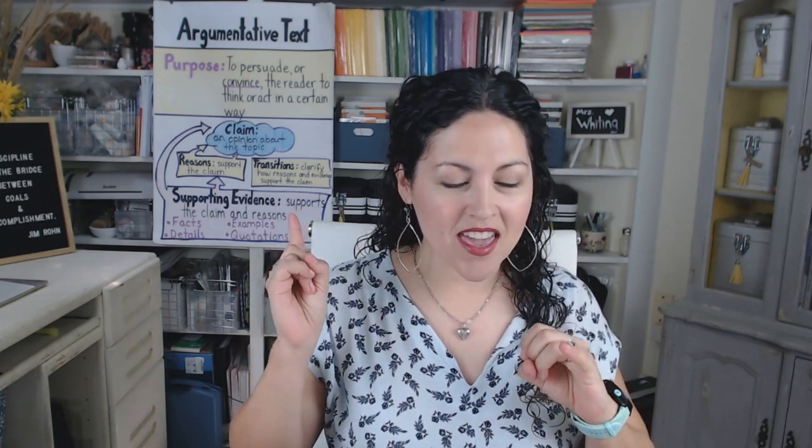Well, welcome to today's online mini reading lesson with Miss Whiting. Today, as you can see behind me, we are continuing with argumentative text. So I have a quick little review, make sure that you're tracking with me, and a sample story that I want to read. Hopefully we can do it together. Then I'm going to introduce the story of the week and the vocabulary that goes along with it. All right, let's go ahead and get started.